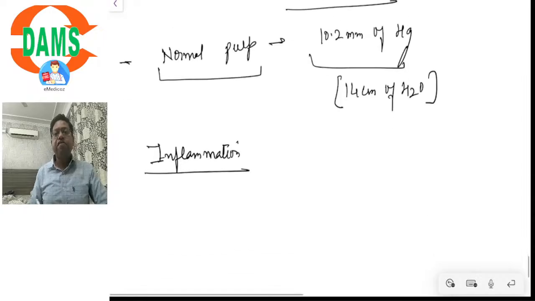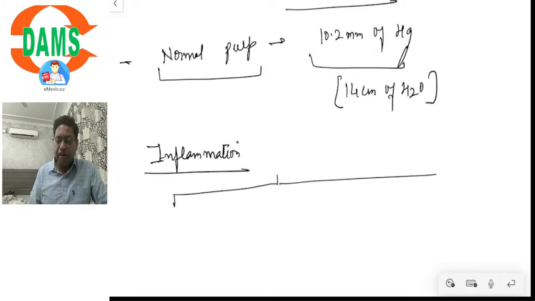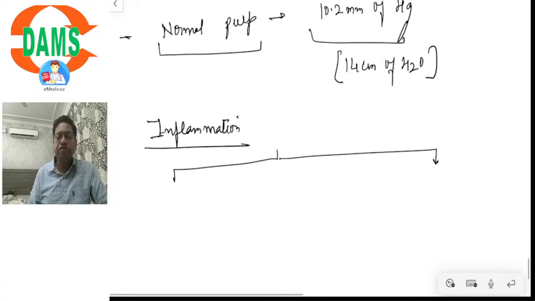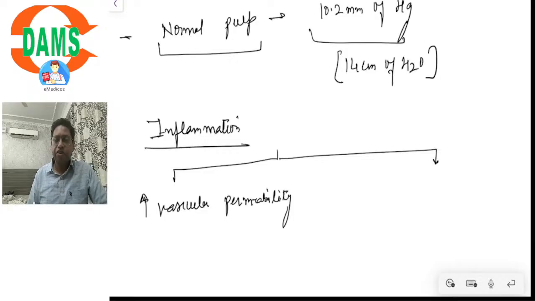We know that whenever there is inflammation in the body, there is development of classical signs like rubor, pallor, dolor, etc. Isn't it? A similar thing happens whenever there is inflammation of the pulp. Two important changes happen in the pulp physiology. One is increased vascular permeability due to liberation of chemical mediators of inflammation, and there is vasodilation.